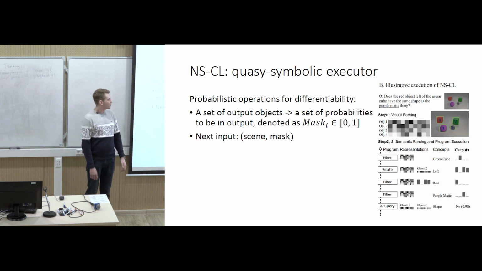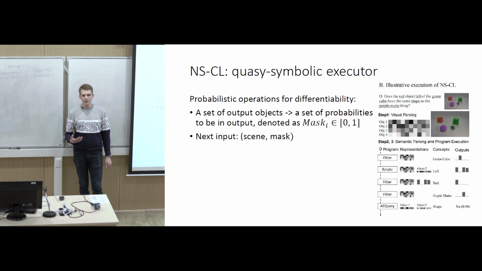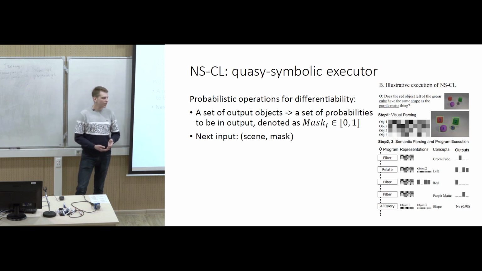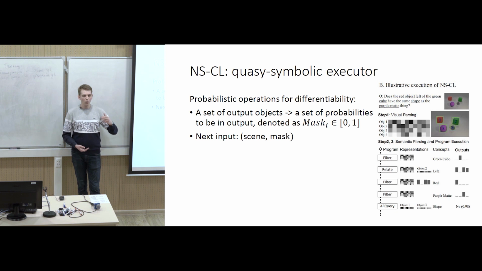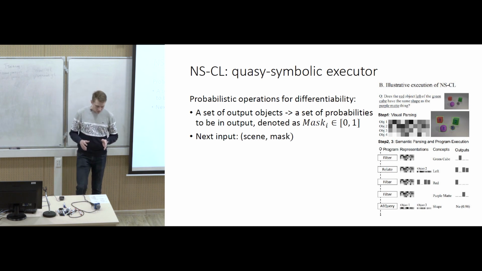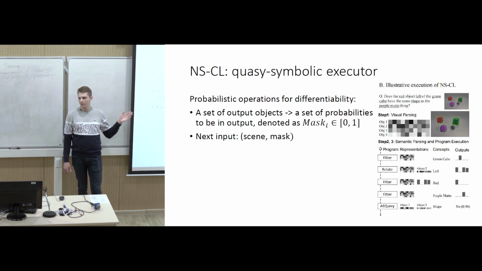Going back to the quasi-symbolic properties and to the executor, all the operations are made probabilistic for differentiability. For example, if we want to filter a set of objects into another set of objects, we do not just output the new subset, but we output, for every object, a probability that we relate to this object and we want it to be in the next part of execution of our neurosymbolic executor. It is denoted by so-called masks, and while performing these operations, our inputs are a pair of the current scene and the mask from the previous operator.